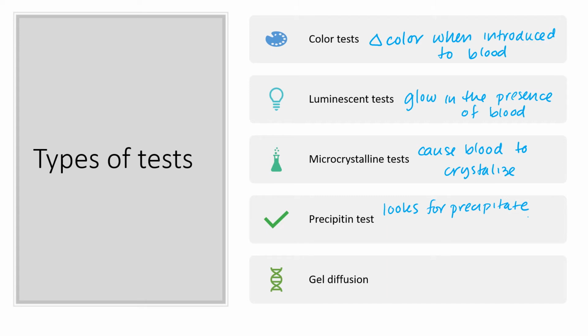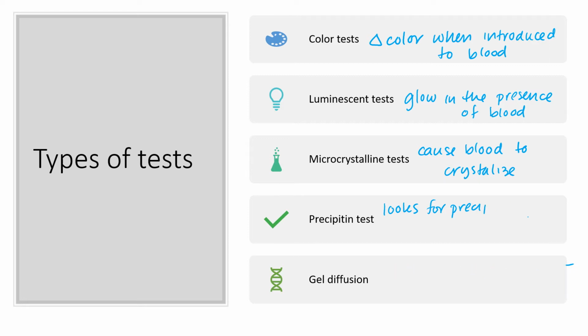And gel diffusion, which exploits molecular movement through a porous gel. So you put molecules into different wells in a gel that has pores, little holes through it, and as that stuff in each of the wells diffuses into the gel, they may or may not become attracted to each other, and you can see that because the gel is clear.